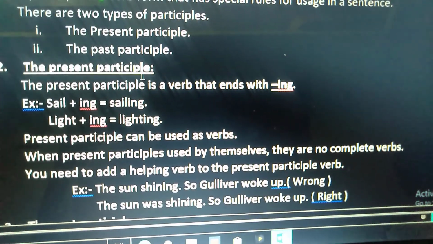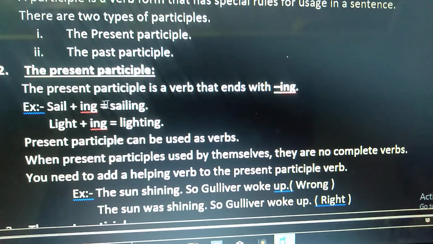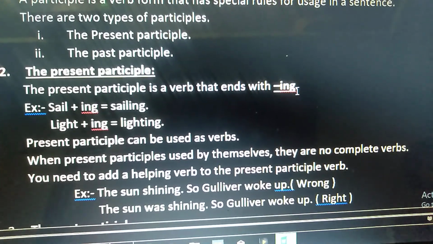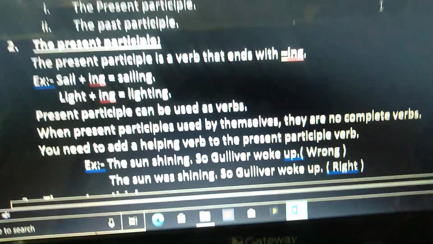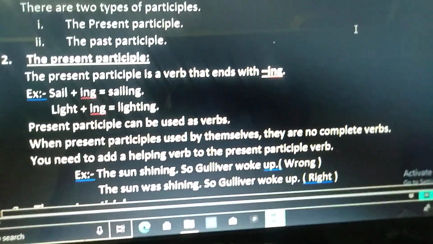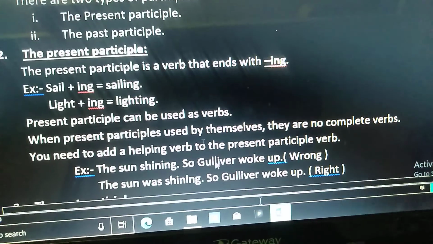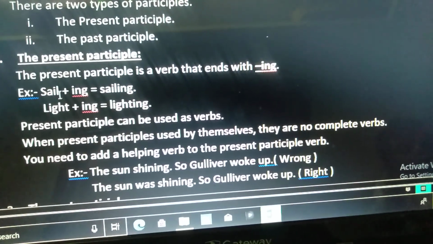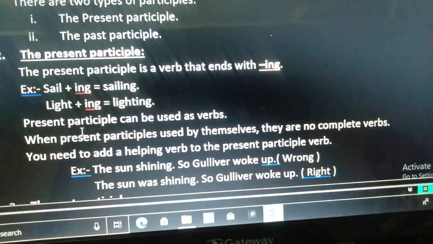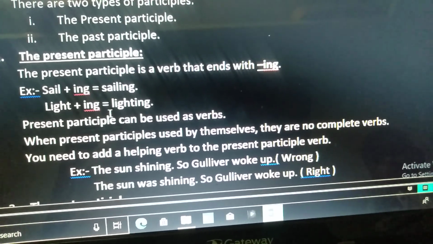First one, the present participle. The present participle is a verb that ends with ing. For example, sail plus ing, sailing. Light plus ing, lighting.